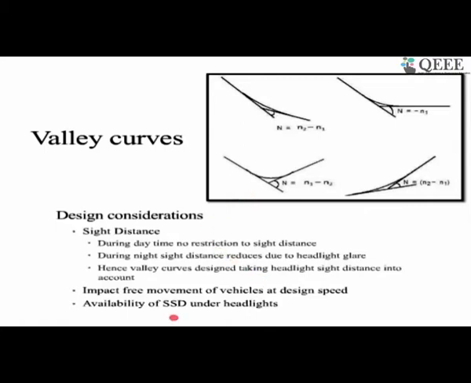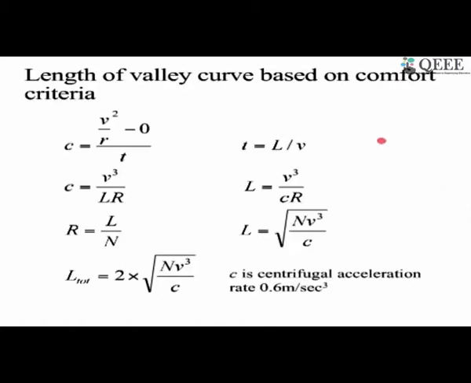So then we need to estimate the valley curve length based on the headlight sight distance. And how should we do that? Before we get into that, we need to look into the comfort criteria. As I told you, when a vehicle is going downhill and meeting the curve down there, the centrifugal force is acting downward, as well as the weight of the person and the vehicle is also acting downward. The summation of this total weight is actually increasing the weight of the person or the vehicle, and they will feel discomfort. So we need to consider this comfort criteria.